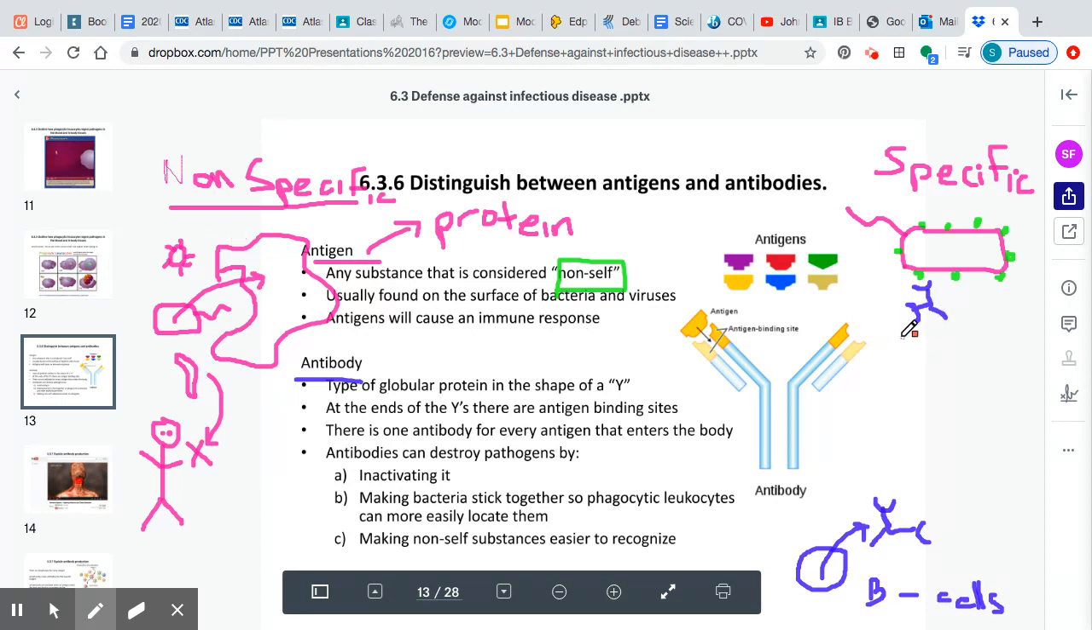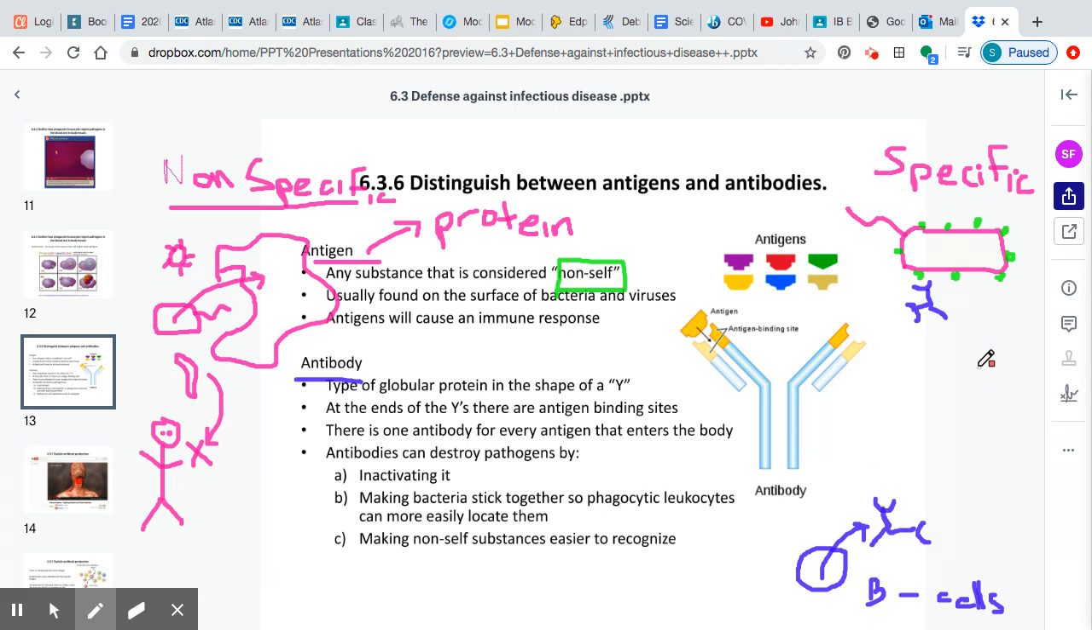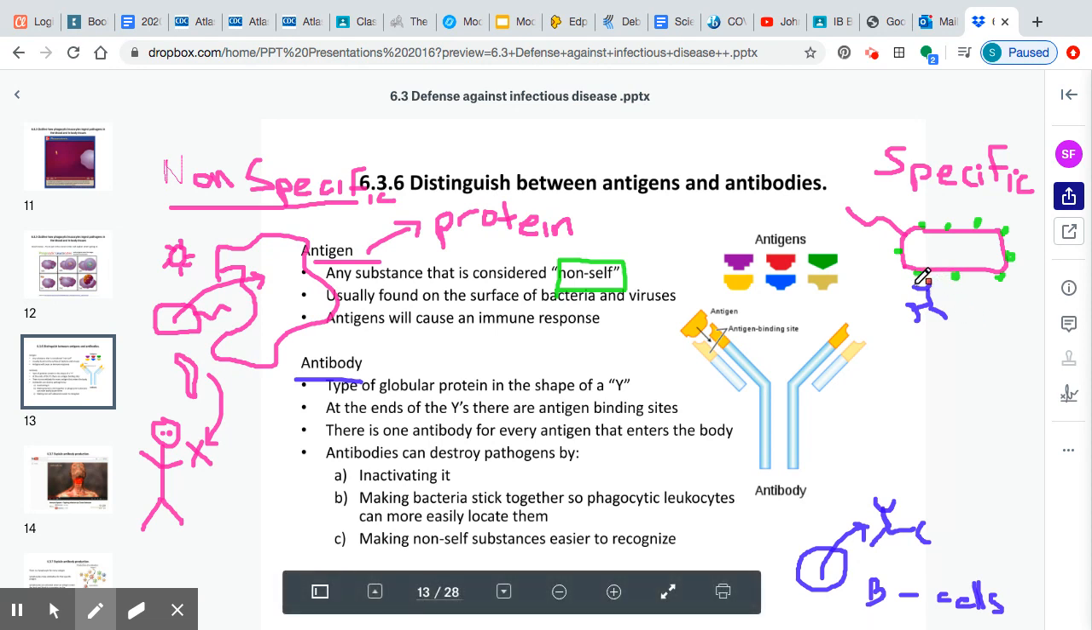And when they attach to it, three things can happen. One thing that can happen is that they make it hard for the bacteria or the virus to do anything. If you remember, bacteria have these surface pili on the outside that allow them to stick to surfaces. Viruses have proteins on the outside that allow them to enter your cell. So by sticking to the outside of it, they can't do their job.